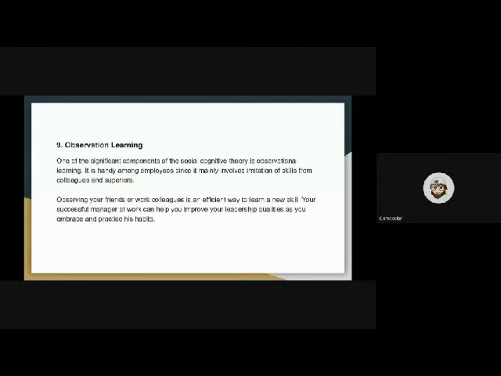Observational learning. One of the significant components of the social cognitive theory is observational learning. It's handy among employees since it mainly involves imitation of skills from colleagues and superiors. Observing your friends or work colleagues is an efficient way to learn a new skill. Watching a successful manager at work can help you improve your leadership qualities as you embrace and practice his habits.